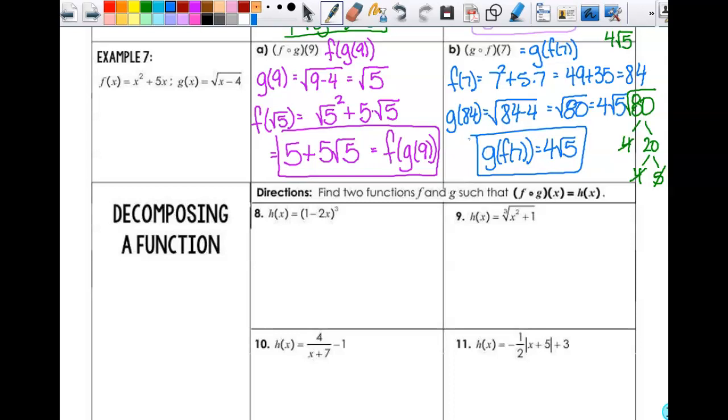Awesome. All right, so now we're going to decompose a function where there's more than one right answer to this. So we have taken 2 functions and we've put them together. So now we're going to take one and we're going to take it apart. So what this says is that we're going to find 2 functions, f and g, such that f of g of x equals h of x. Okay, so what it says over there is f of g of x equals this h of x, which they gave me.